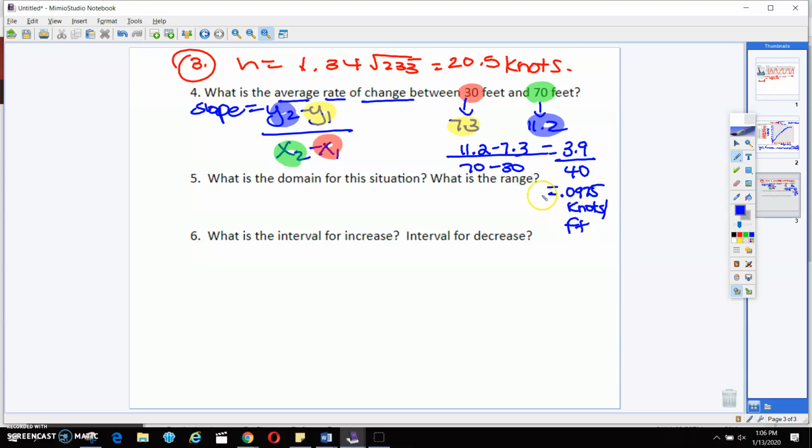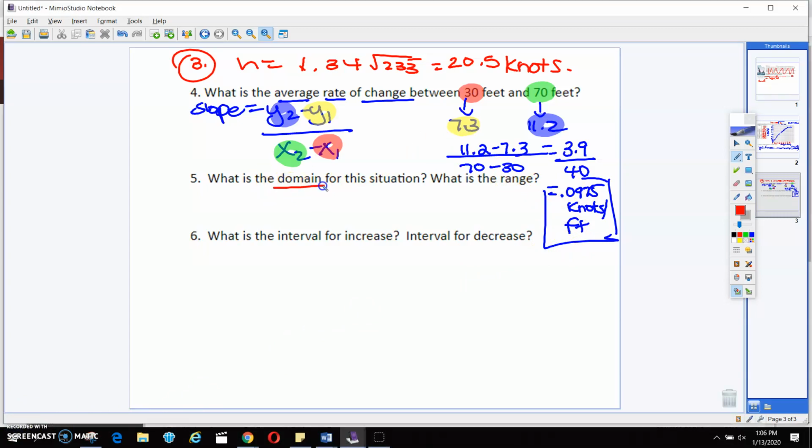The reason why that's going to be my units is because look at what's in the top. This 11.2 and that 7.3, those are knots. In the bottom, that's going to be my feet because those are in feet. So this is going to be knots divided by feet.